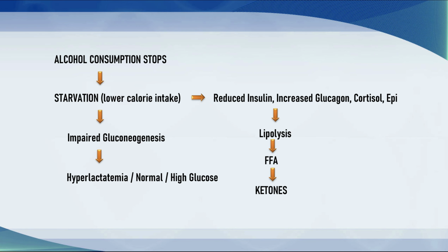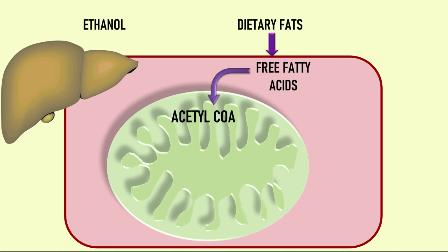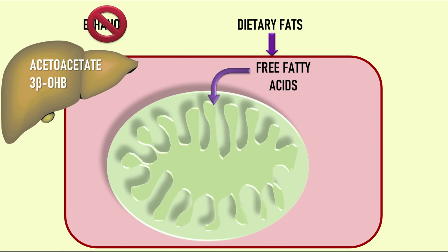Alcohol consumption stops. We have reduced insulin. There's a big increase in glucagon or cortisol or epinephrine, depending on what started all of this process, with impaired gluconeogenesis and hyperlactatemia with dysglycemia and lipolysis leading to ketone production. So the ethanol is now gone, and there is uncontrolled production of acetyl coenzyme A that generates acetoacetate and beta-hydroxybutyrate.